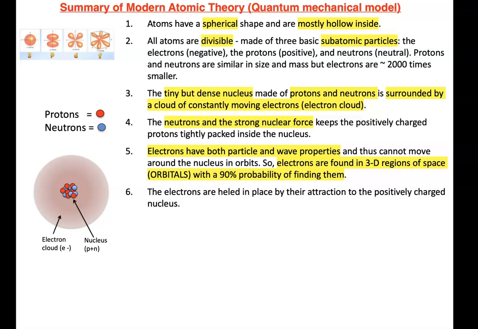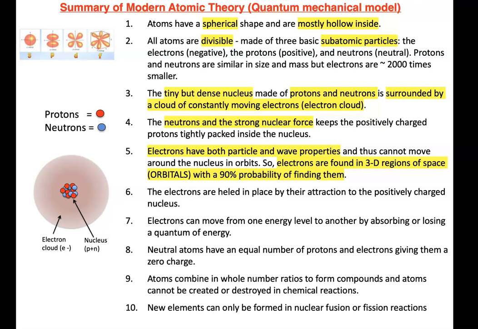6. Electrons are held in place by their attraction to the positively charged nucleus. 7. Electrons can move from one energy level to another by absorbing or losing a quantum of energy. 8. Neutral atoms have an equal number of protons and electrons, cancelling the charges, giving them a zero charge. Number 9, atoms combine in whole number ratios to form compounds, and atoms cannot be created or destroyed in chemical reactions. Remember that. However, new elements can only be formed in nuclear fusion or fission reactions.